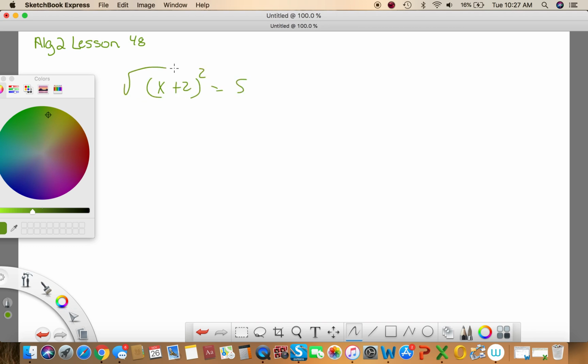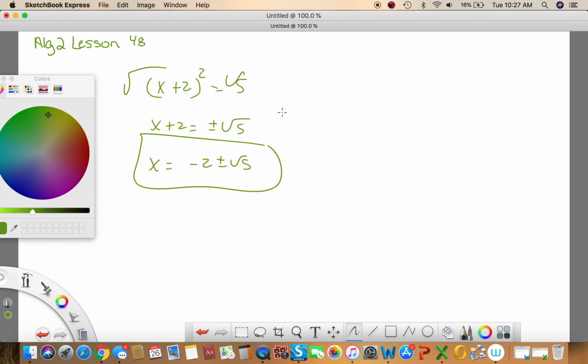To solve it, we took the square root of both sides and we said x plus 2 equals plus or minus the square root of 5, and then we would solve it and we get x equal negative 2 plus or minus the square root of 5, which gave us two solutions.